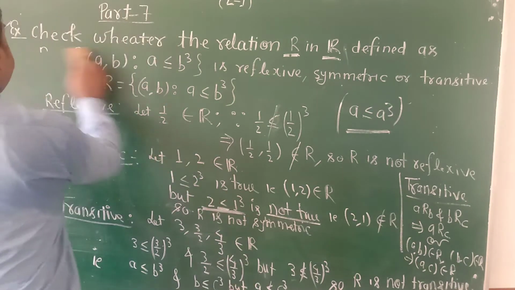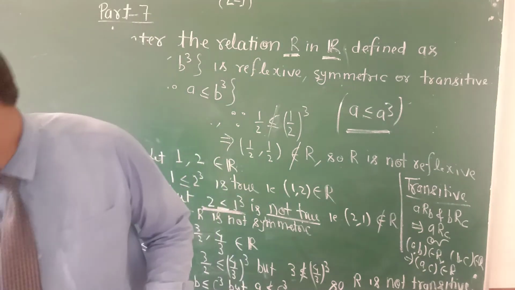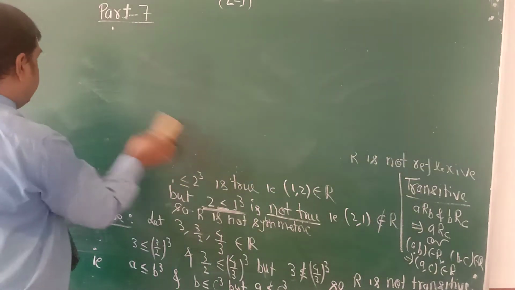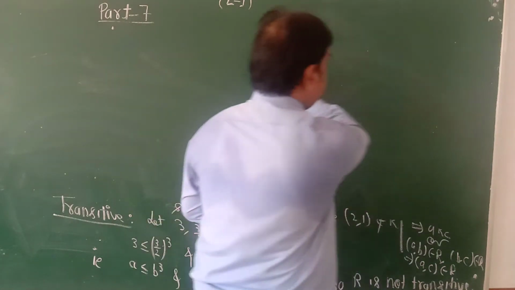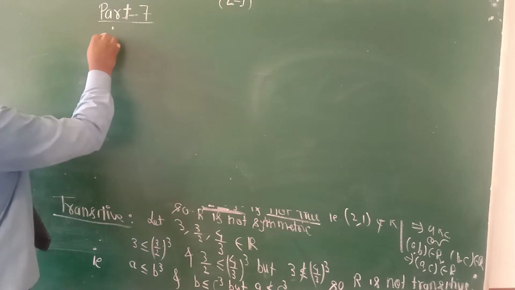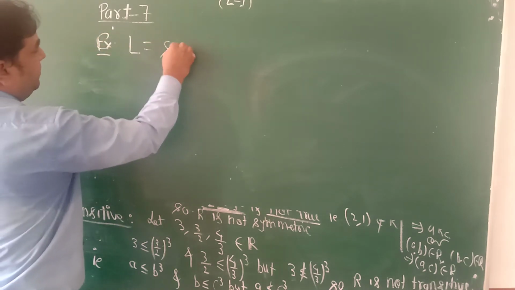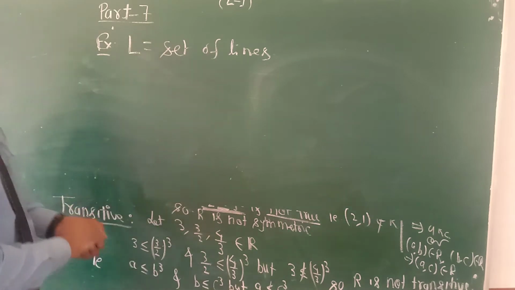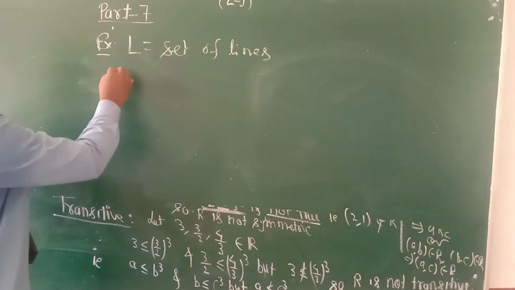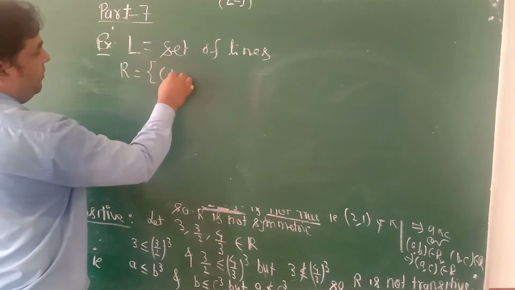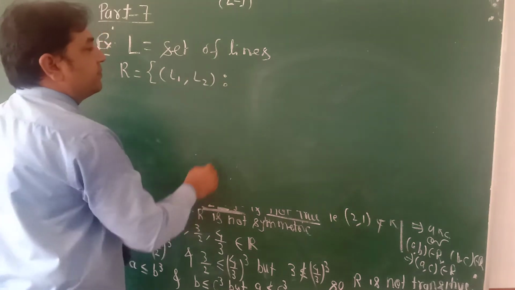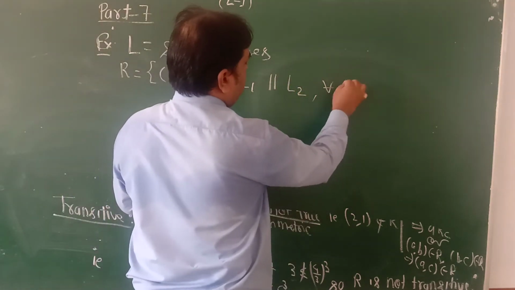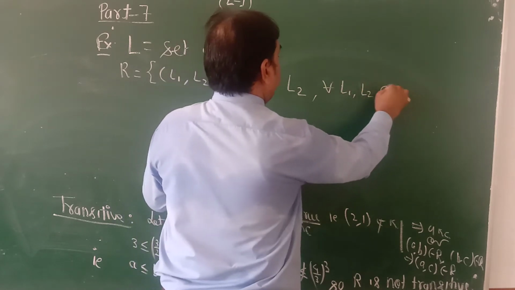Now the next part is, we take another example by which you can understand better. Suppose that L is the set of lines. And we define a relation over here, R equal to {(L1, L2) such that L1 is parallel to L2, for all L1, L2 belonging to the set of lines}.